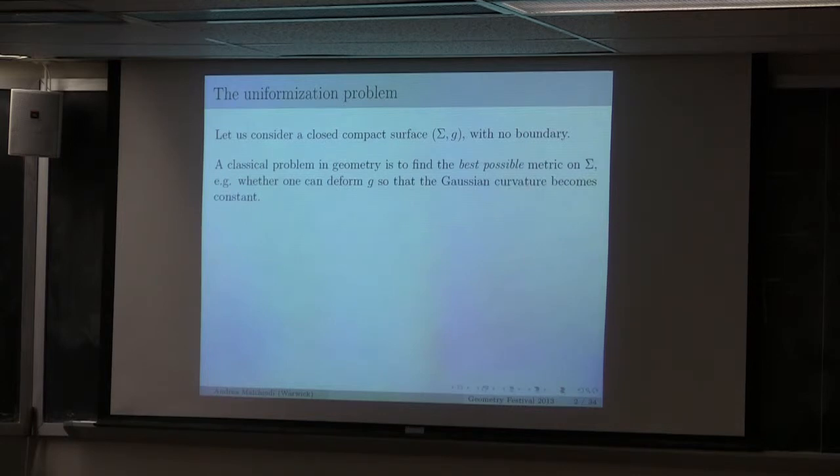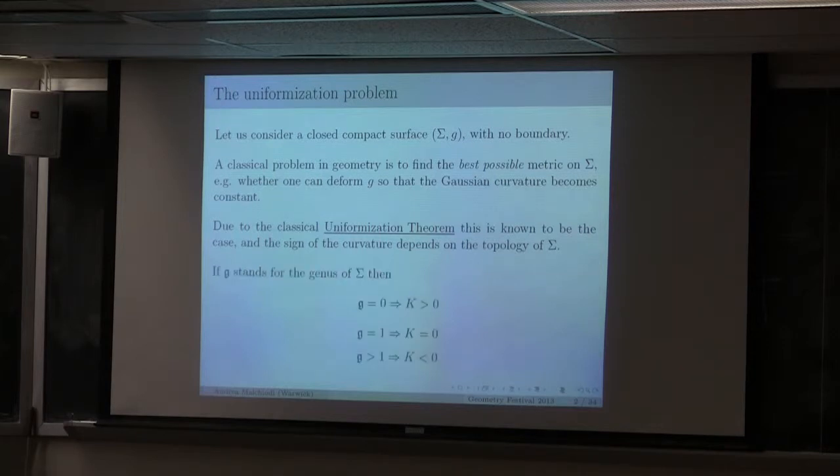So a classical problem in geometry is to find somehow the best possible metric on the surface. For example, whether you can deform the metric so that you get constant Gaussian curvature. Due to the uniformization theorem, this is the case, and the sign of the curvature depends on the topology of sigma. If g, the genus, is 0, you can get positive curvature; for genus equal to 1, 0 curvature; and for genus greater than 1, negative curvature. So this is an if and only if. And this is somehow how far I can keep up with Donaldson's talk.